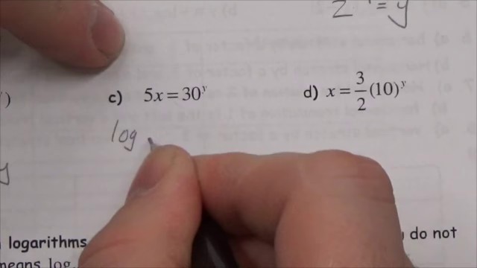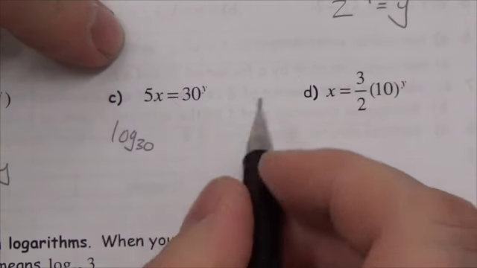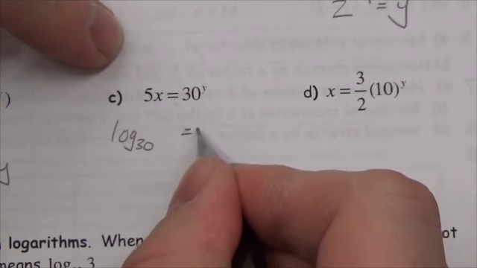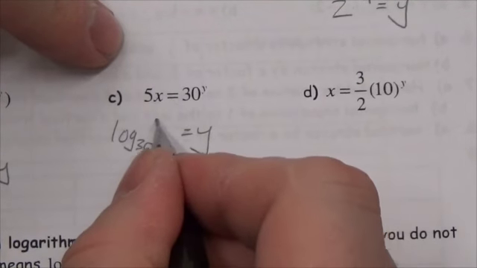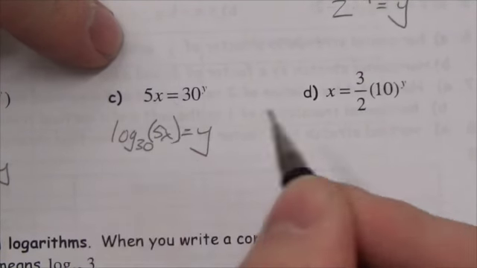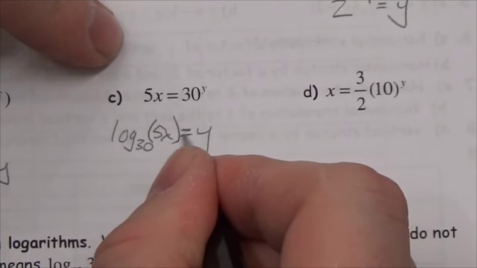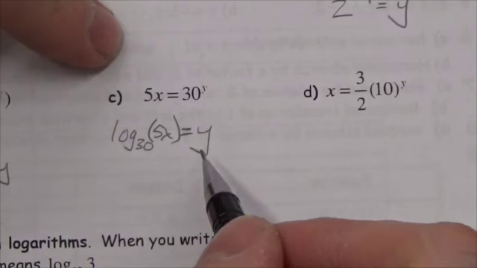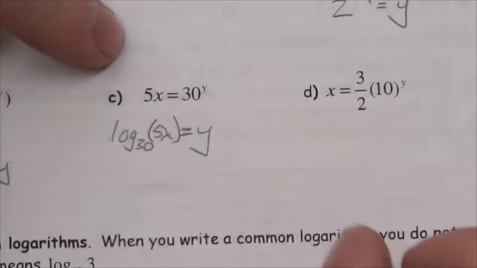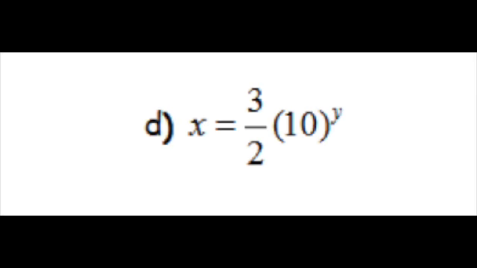Okay, the base of the power is 30, so the base of the logarithm is going to be 30. The logarithm is always equal to the exponent in the power, and you take the log of whatever the power is equal to. So the log base 30 of 5x is going to equal y. That's what we're looking for. x is equal to 3 halves of 10 to the y.